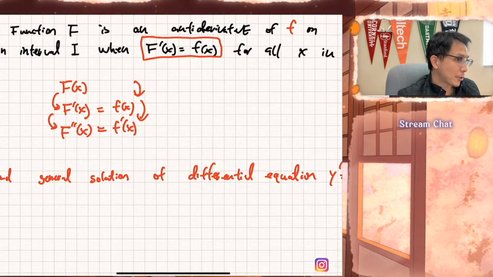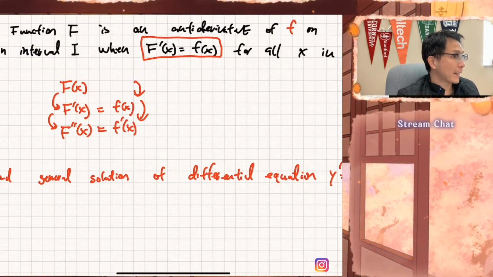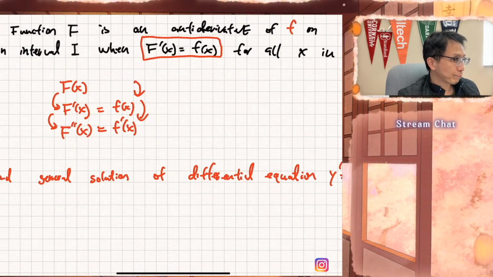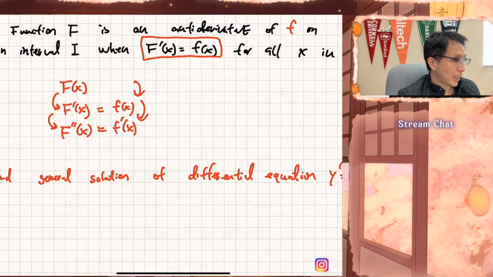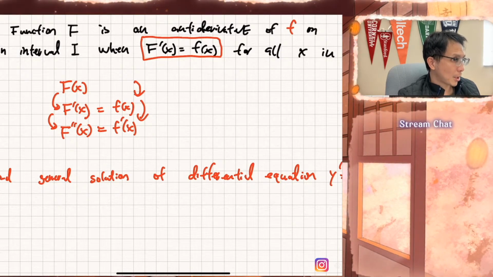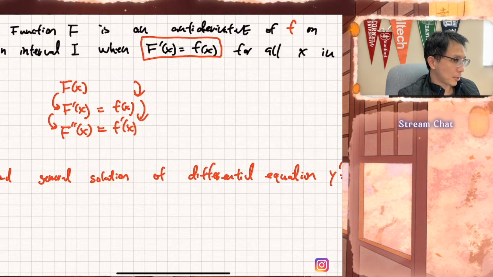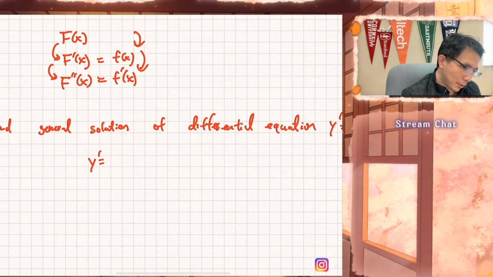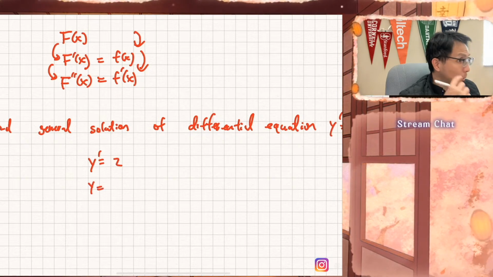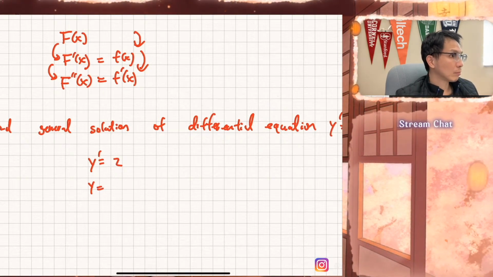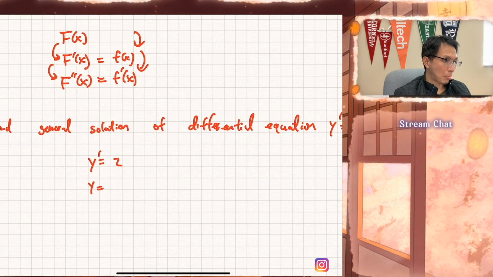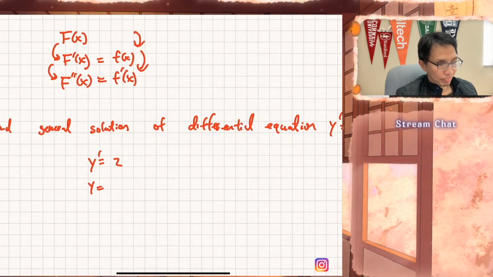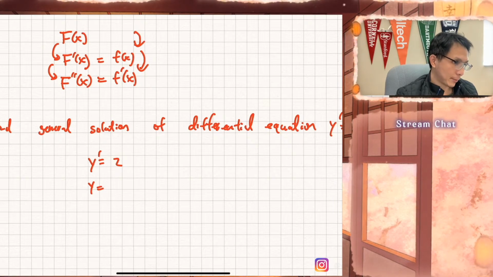So what is a general solution? Well, a general solution is to find the original function. And there are two types of solution: there is a general solution and there is a particular solution. So what do you think, if y prime is equal to 2, what do you think y is equal to? 2x.